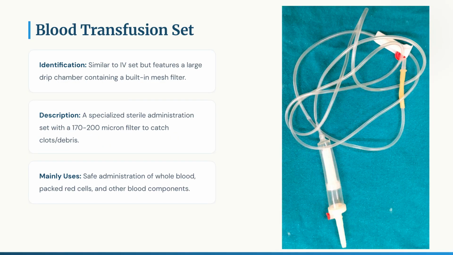The blood transfusion set is a specialized administration set, similar to an IV set, but featuring a mesh filter. This filter ensures the safe administration of blood components by catching clots and debris.